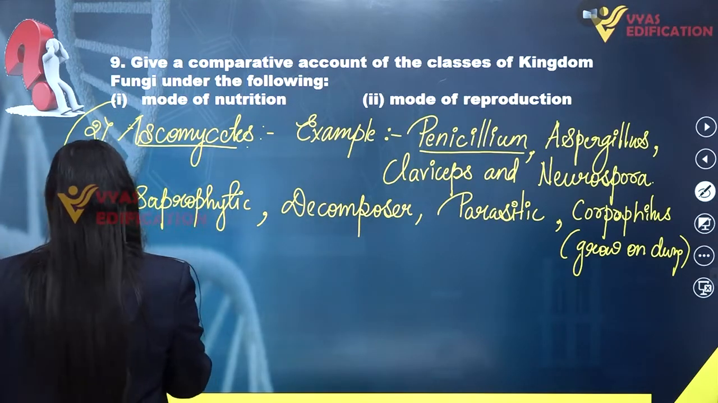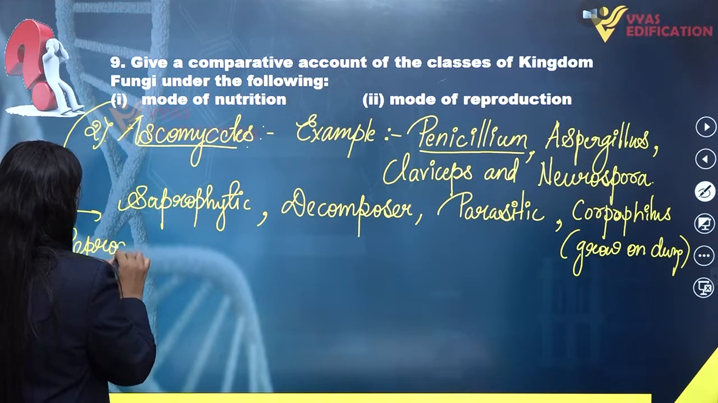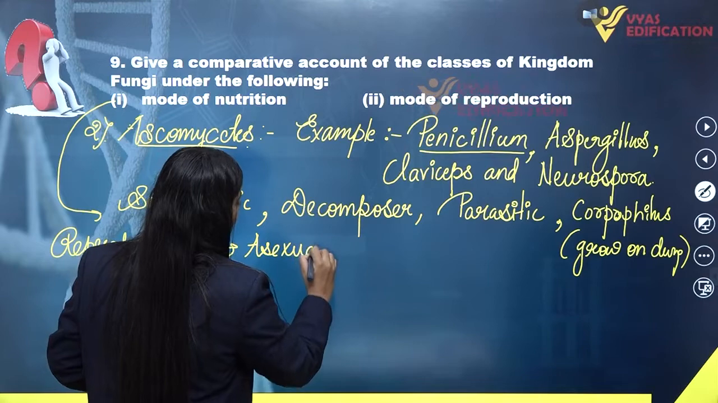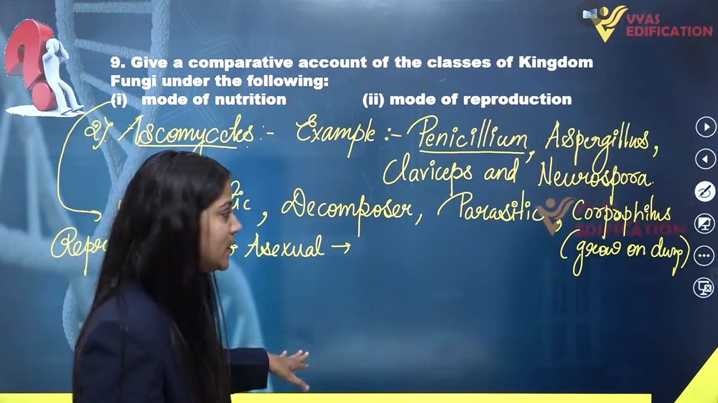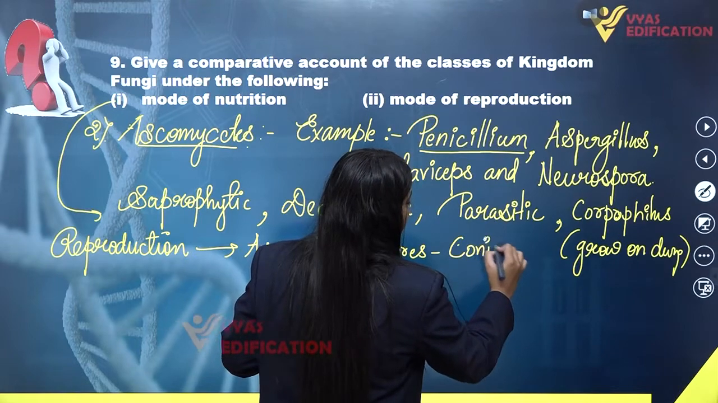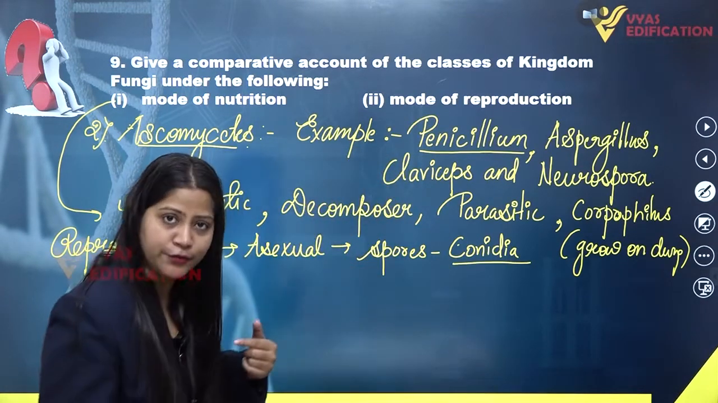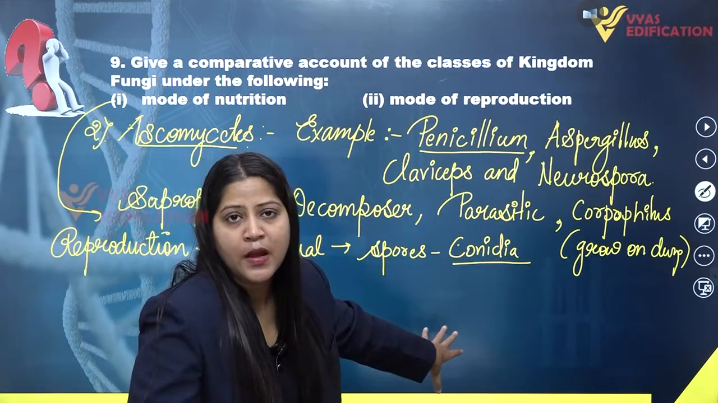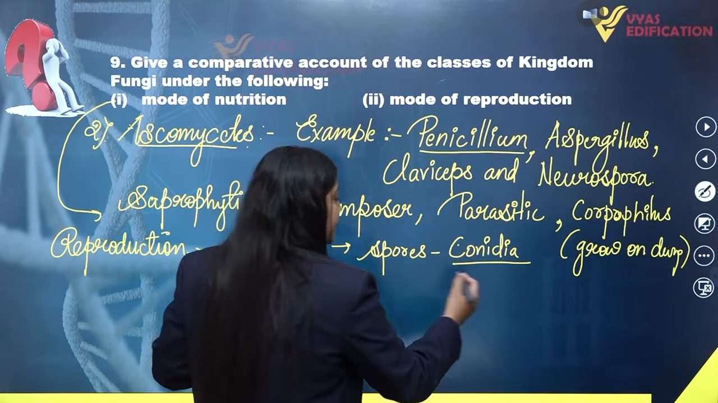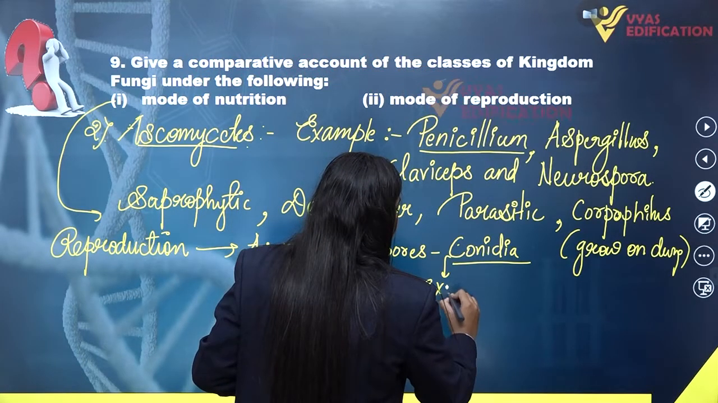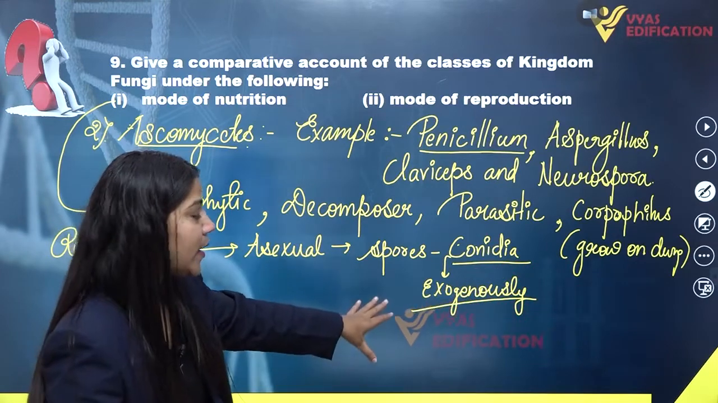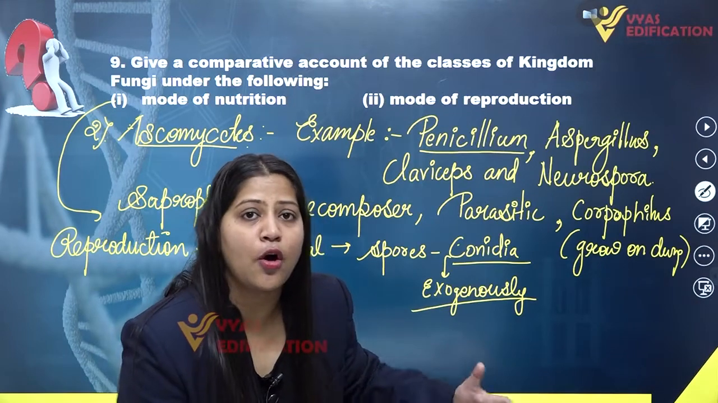If we talk about the mode of reproduction in them, it can be asexual and sexual as well. If we talk about the asexual means of reproduction in Ascomycetes, they can reproduce through spores known as conidia, which is very common in fungi. So conidia are asexual spores produced in Ascomycetes. These conidia are produced exogenously, that means not inside the body. The conidia are produced outside the body of the fungus.